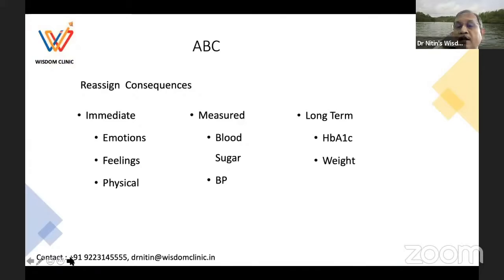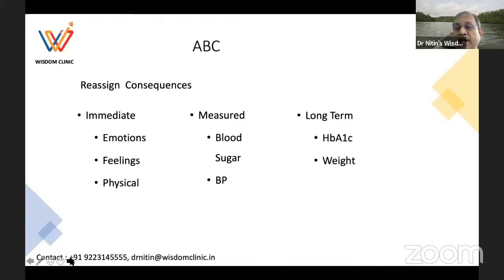Similarly, we look at reassigning the consequences. The immediate consequences are most important: how the emotions are manipulated after a behavior, how the feelings are, and what physical changes take place.